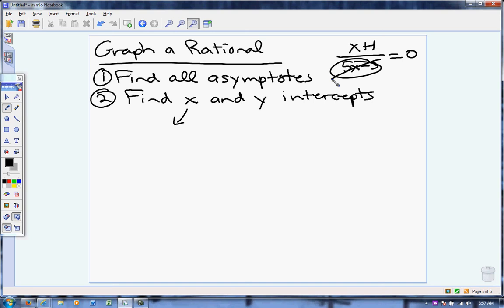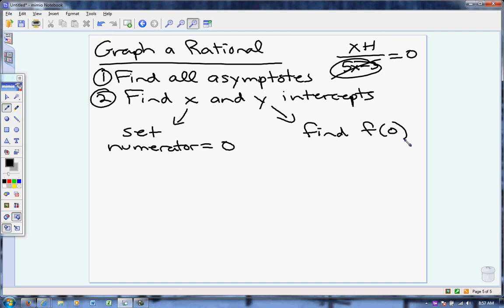So if I want to find the x-intercepts on a rational, all I have to do is set the numerator equal to 0. If I want to find the y-intercepts, I just have to find f of 0. Because if the x-coordinate is 0, and the function exists there, that's going to be a y-intercept.